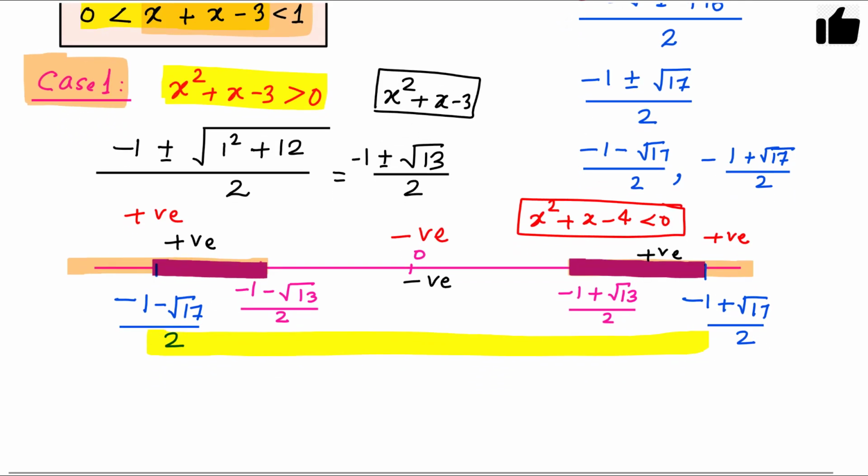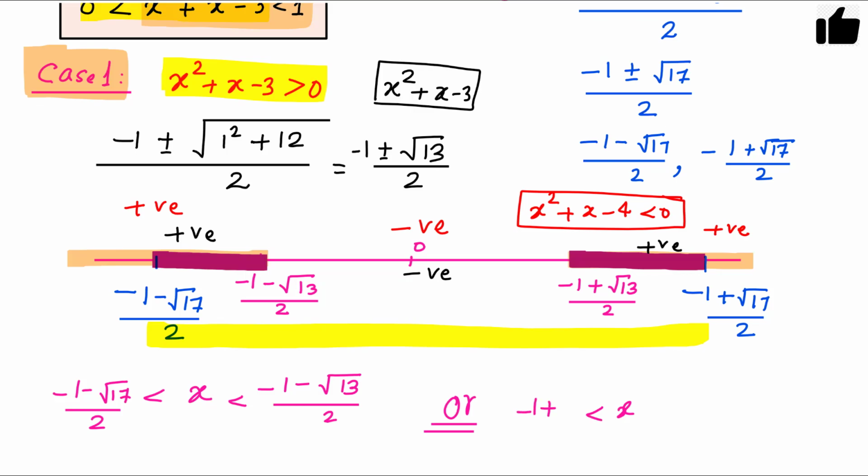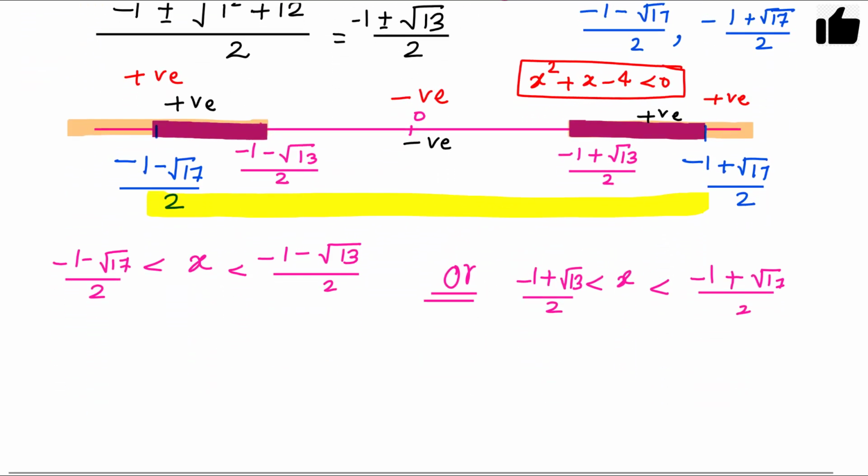So now I can say what is the value of x that satisfies both conditions. I can say x can be greater than minus 1 minus root 17 divided by 2, but it should be less than minus 1 minus root 13 by 2. Or we can have x that is greater than minus 1 plus root 13 by 2, but it should be less than minus 1 plus root 17 by 2. So you have two conditions.